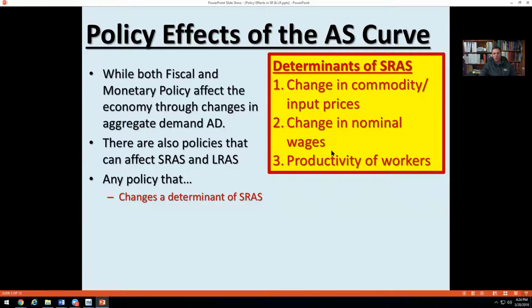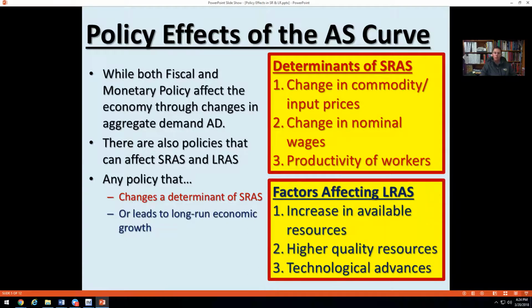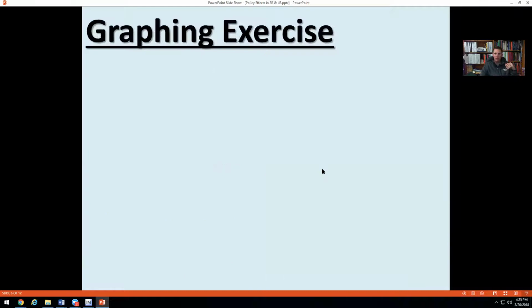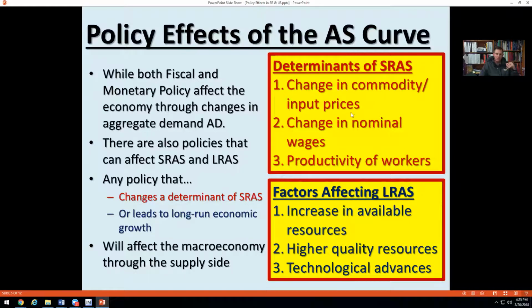Also the productivity of workers, which leads to long-run economic growth. Here are the factors that affect that. Increase in available resources, higher quality of resources or quantity of resources, technological advances. And so again, similar stuff you saw in the last slide as well. These will affect the overall macroeconomy on the supply side. And these are linked, as you remember. These two are linked. These two are the same curve, just in the short run and in the long run. Again, should not be new stuff for you right now.